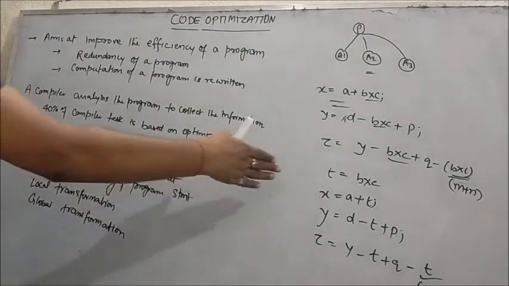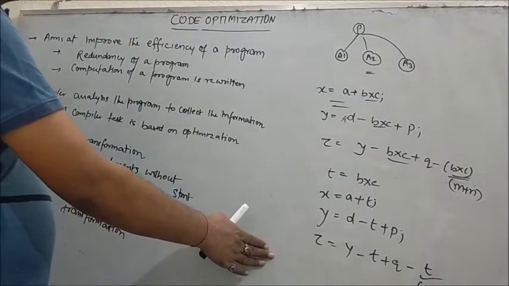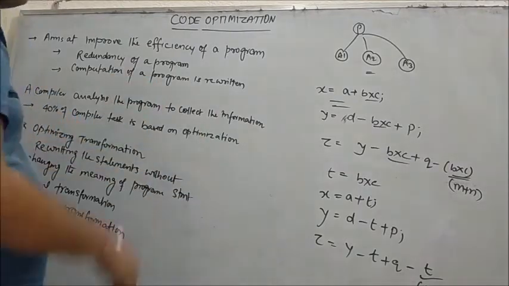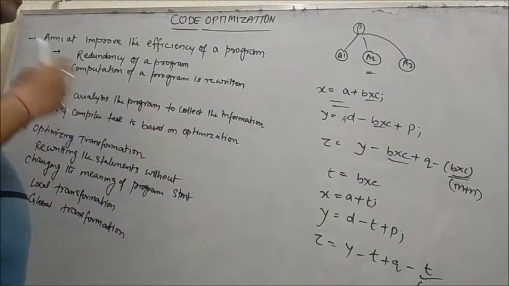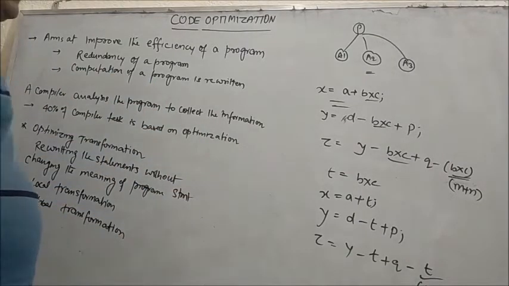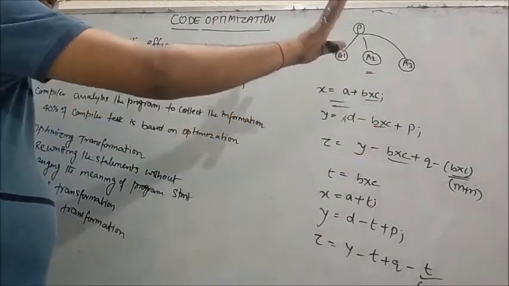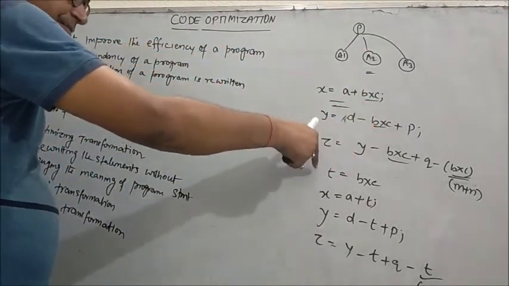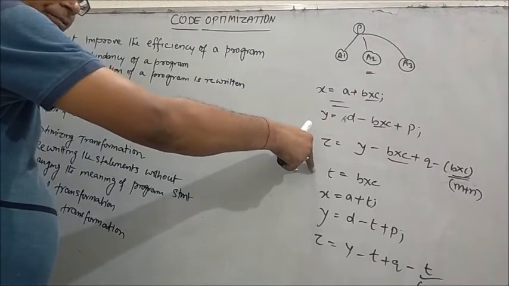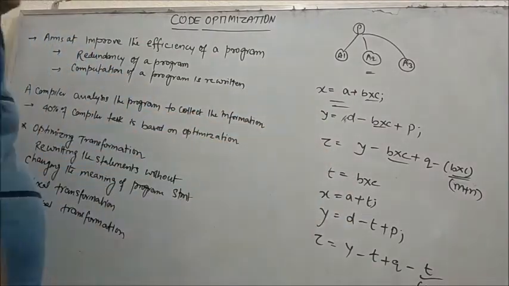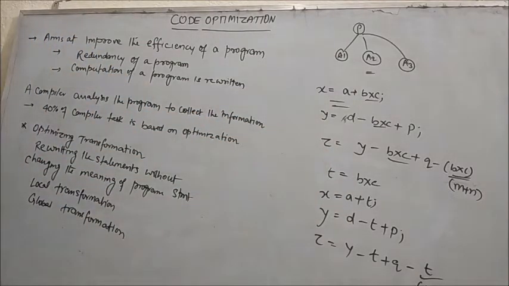So this is the best example of what? Code optimization, where we have optimized the code. So instead of doing 4 calculations, I will just take one calculation for b into c, and the rest I will just put the value. This is only a basic point of code optimization.